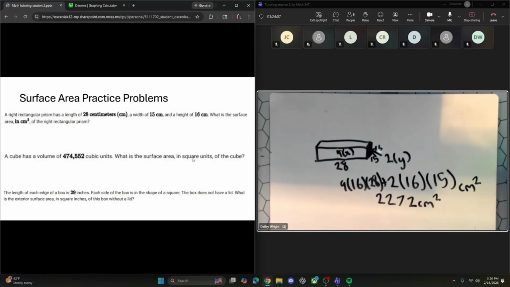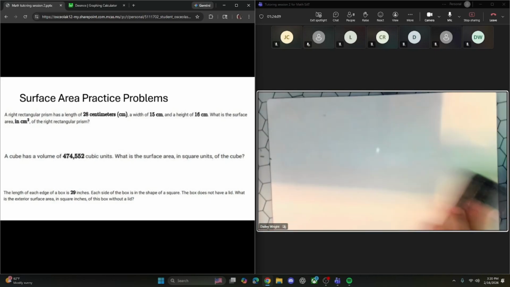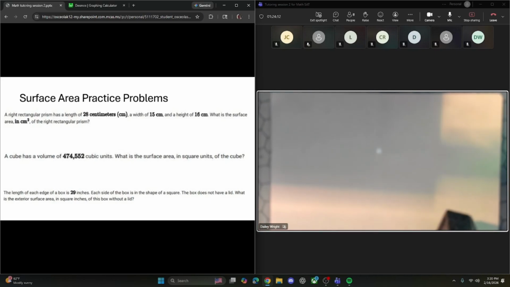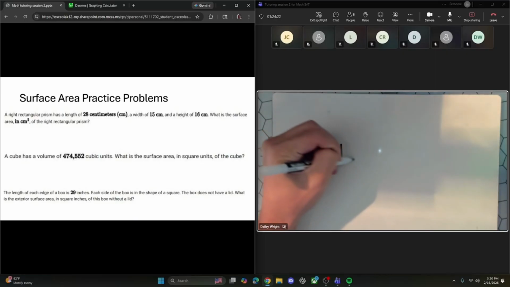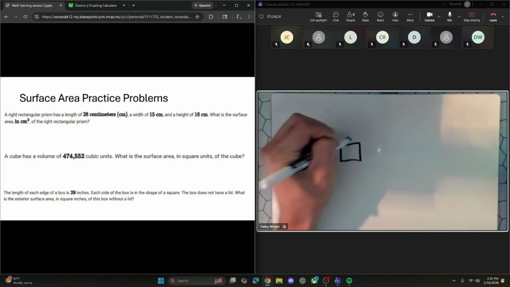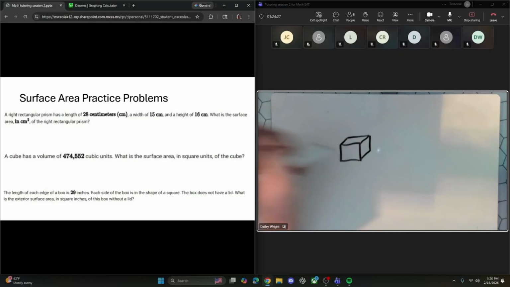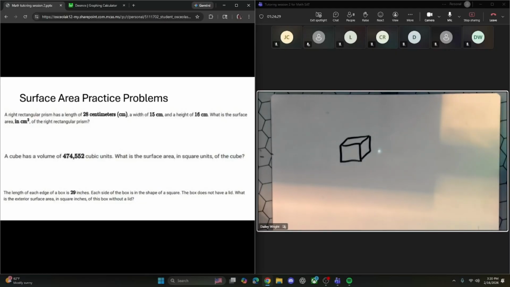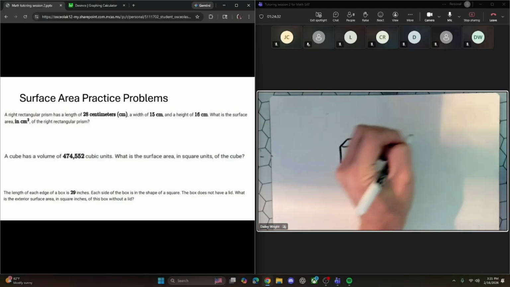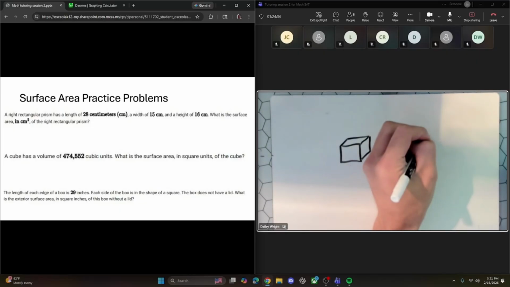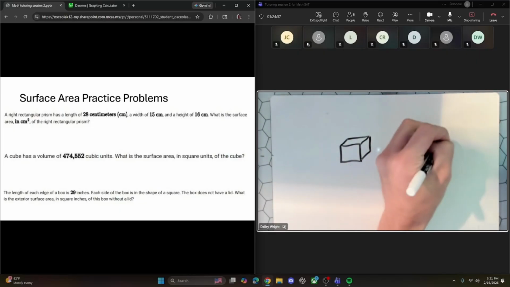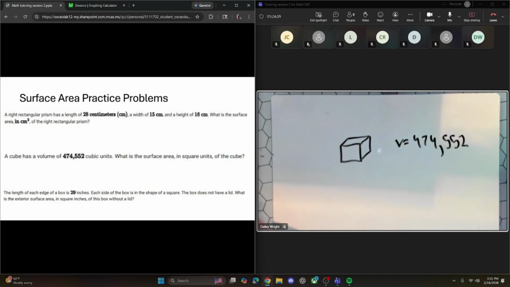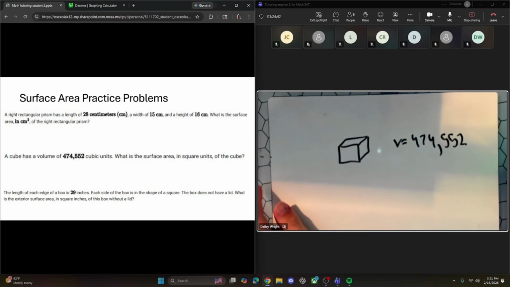A cube has a volume of 474,552 cubic units. What is the surface area in square units of the cube? So we have ourselves a cube. And this cube has a volume V equals 474,552. And it wants to know what the surface area of the cube is.